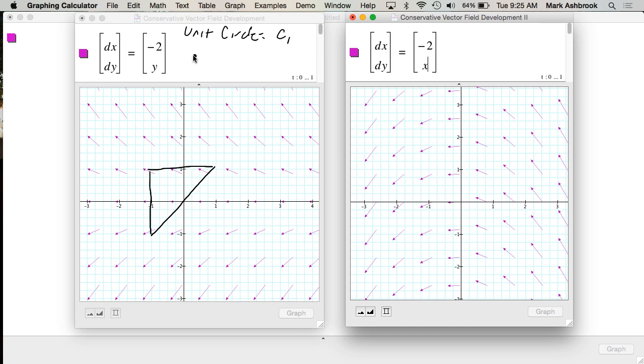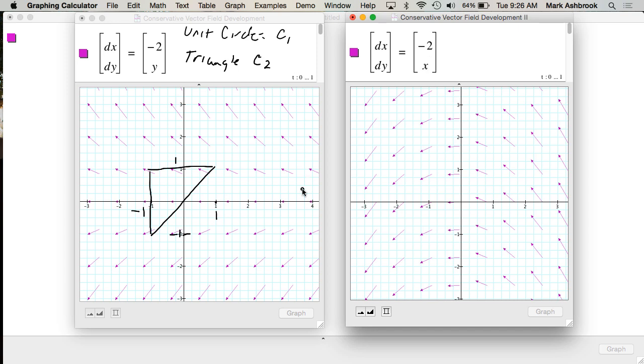Okay, and then the triangle. Yeah, so this is 1, this is -1 here, and this is +1, and this is +1, and this is -1. Does that do it? And then the triangle will be C2.